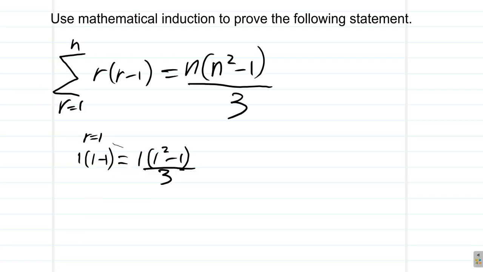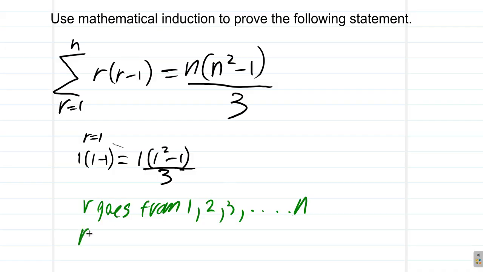So remember now, r goes from 1 to 2, 3, and so on and so forth, up to n. So n is the number of terms that you have. Alright? So n is the number of terms.